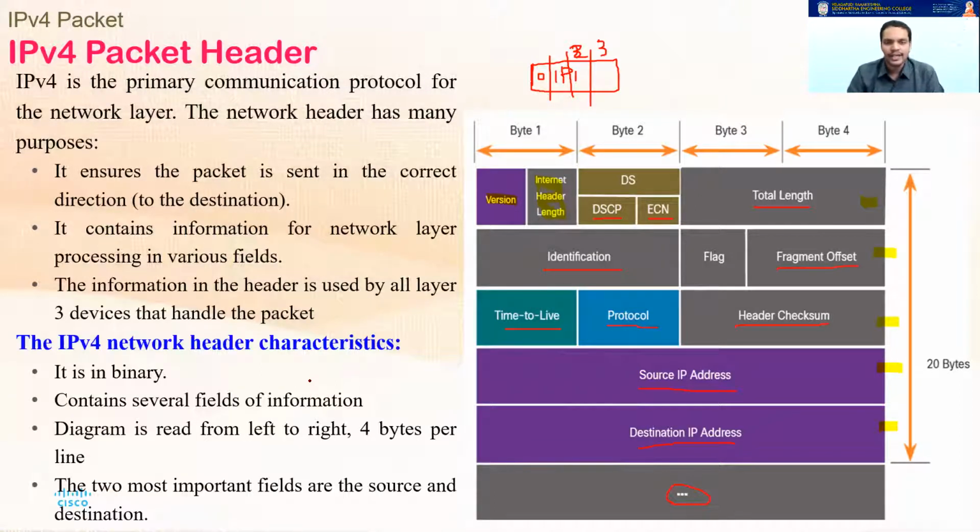And if you see, it is all in binary. It contains lots of information, and we read it from left to right, 4 bytes per line, that is 32 bits. And the most important fields are the source IP address and destination IP address.